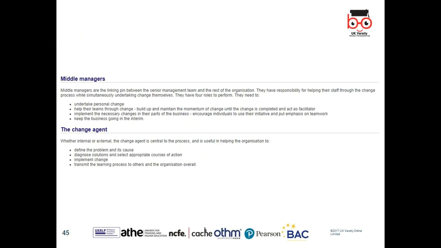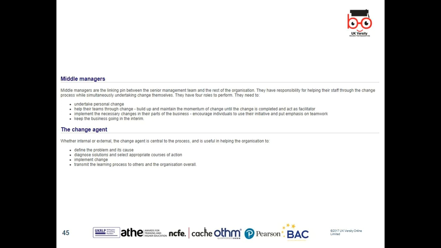Middle level managers are the link between the senior management team and the rest of the organization. They have a responsibility to help their staff through the change process. So they undertake the personal change, they help the team through the change, they implement the necessary change in their parts of the business, and they keep the business going. The change agent: what is meant by agent is you're working for someone, or we use the word stewardship, yes? Like the auditor or the director is a steward for the shareholders, because they do not actually own the business, it is owned by the shareholders.